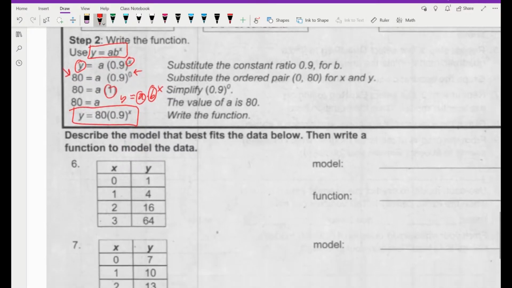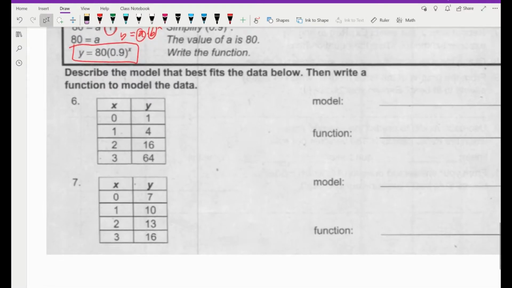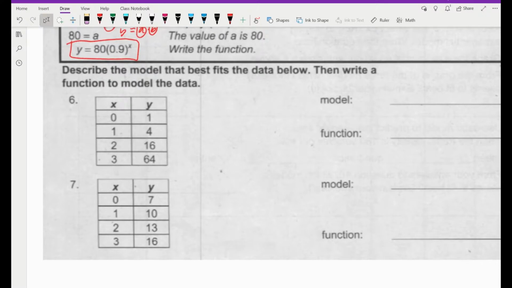I know that seemed a little difficult, so we're going to do some examples here. Number 6. We have to first figure out if this is a linear, quadratic, or if it's an exponential model. 1 to 4, 4 to 16, 16 to 64. It's growing very quickly, so it's got to be either quadratic or exponential.